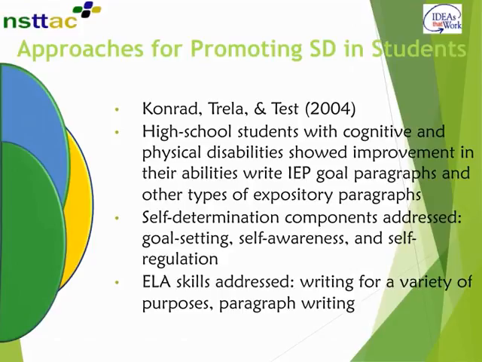The Go For It Now strategy is another way to embed self-determination instruction into the general curriculum. A study was conducted using the Go For It Now strategy with high school students with cognitive and physical disabilities. The participants showed improvement in their abilities to write IEP paragraphs and other types of expository paragraphs. The self-determination components addressed in this study were goal setting, self-awareness, and self-regulation. Additionally, the English language arts skills addressed were writing for a variety of purposes and paragraph writing.